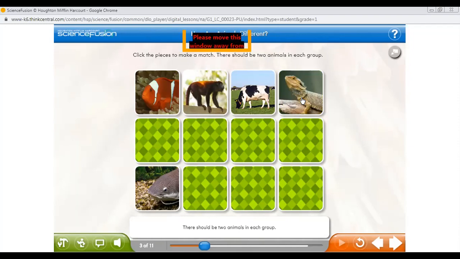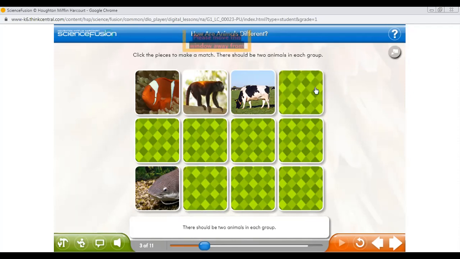What is this? It is a lizard and it is a reptile. So let's find one more reptile which is the same as this. So what are the features of a reptile? They have dry skin, they lay egg, and they crawl and they can walk. So let's see one more reptile.